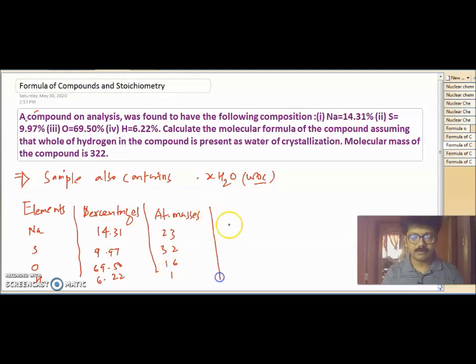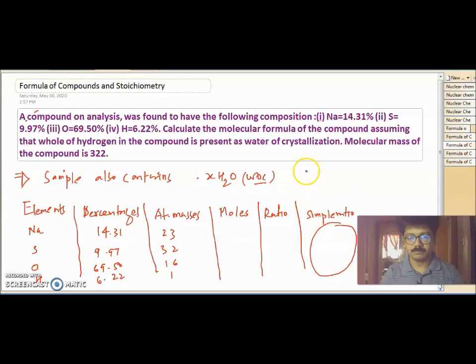When I get these atomic masses, the next column will be the moles. Then after it will be the ratio. And if the ratio is not simple, then we will go for the simple ratio. And here what you get is nothing but the empirical formula.